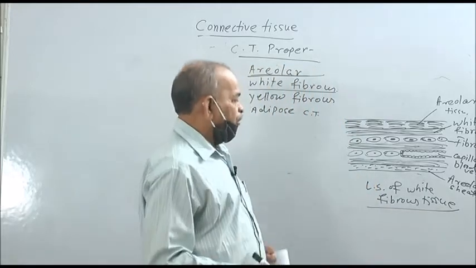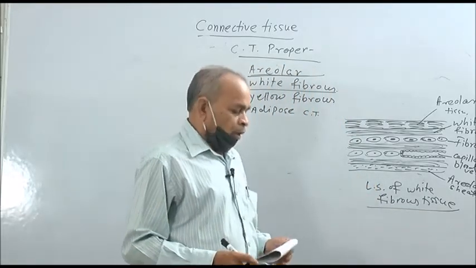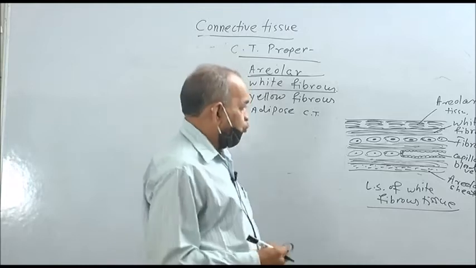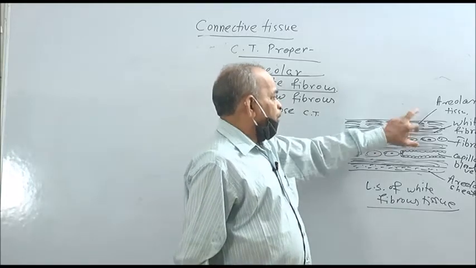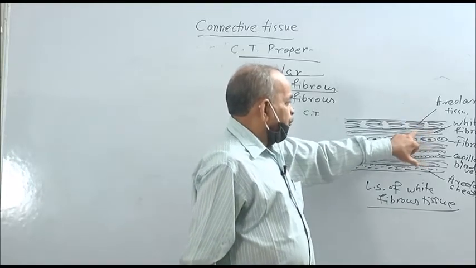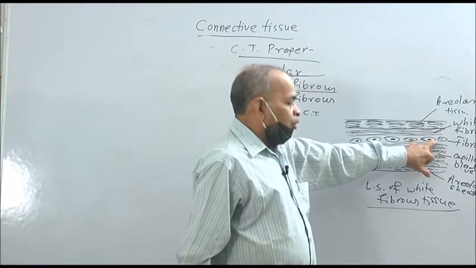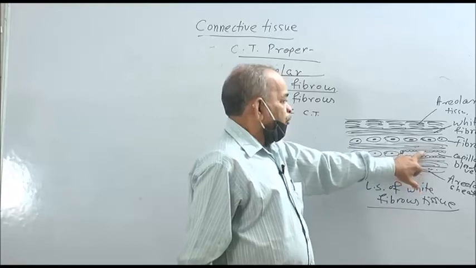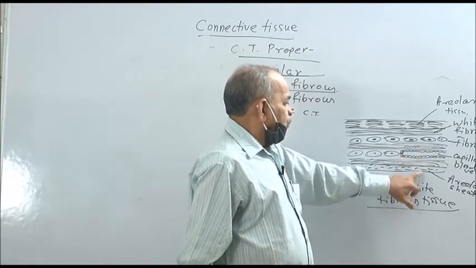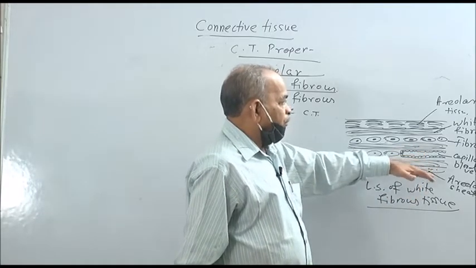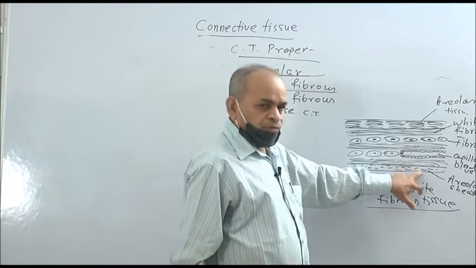So, this is the longitudinal section, LS, of white fibrous tissue. This is the areolar tissue, then this is the bundle of white fibers, then fibroblasts, this is the capillary blood vessel, and this is the areolar sheath, meaning covering.